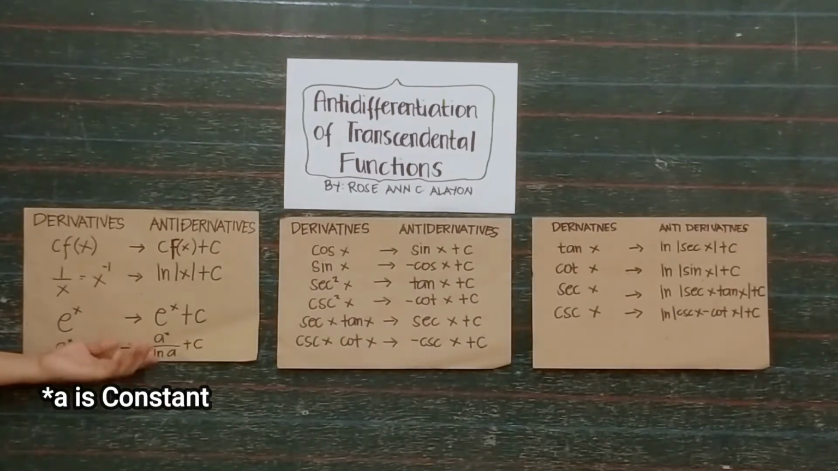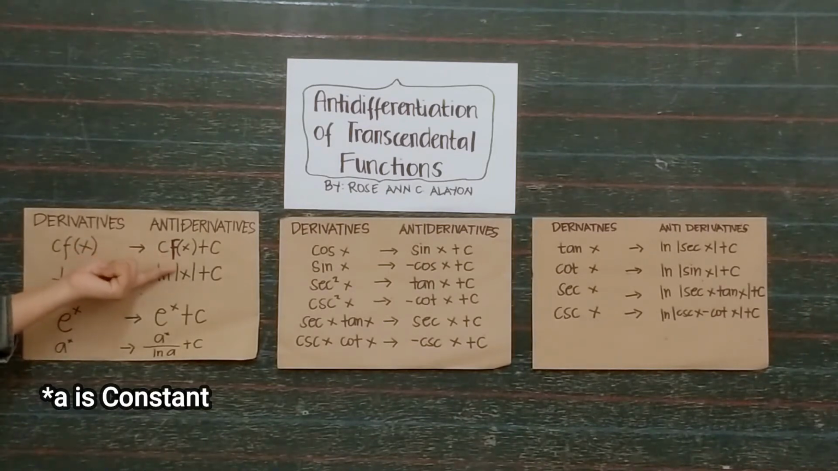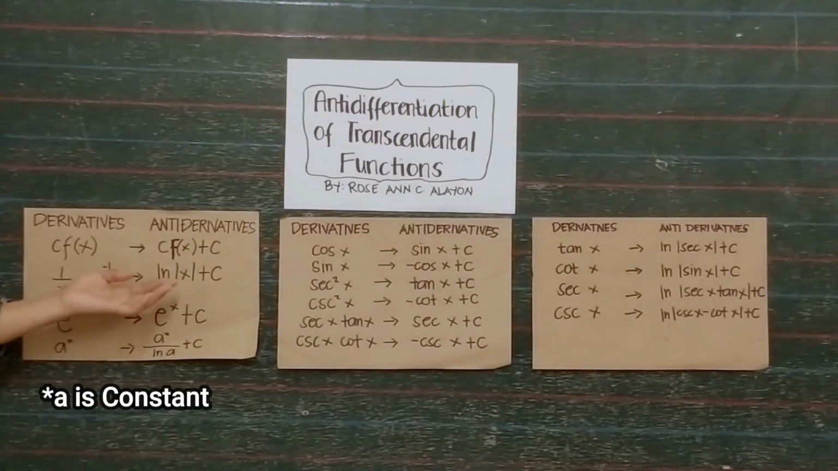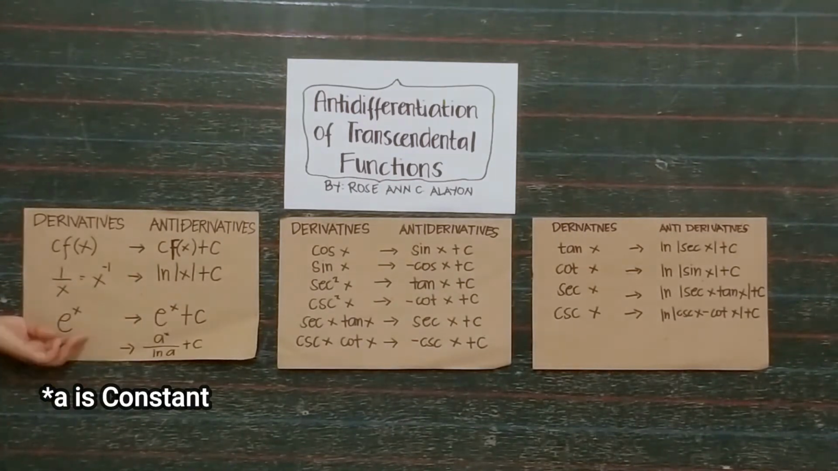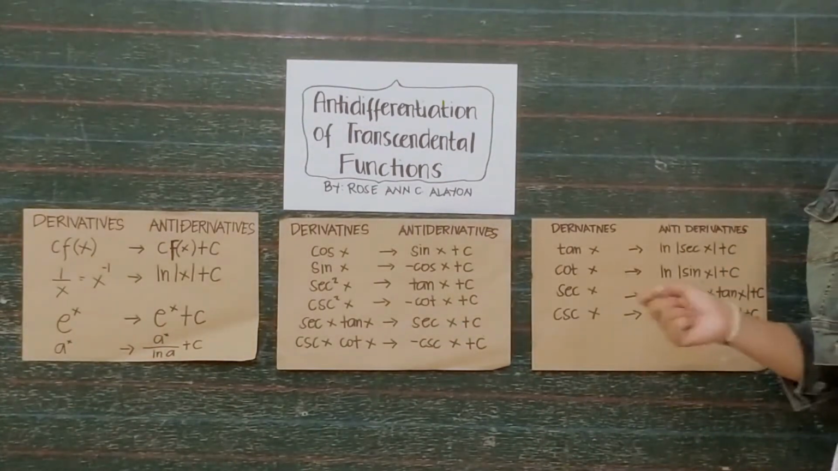Some of the rules of the antiderivatives. Some of the rules that we will apply: the antiderivative of a constant, c dx, is equal to cx plus c. You can watch the video of Mr. Lamarosa for further discussion about this topic. And here the antiderivative of 1 over x, or x to the negative 1, is equal to ln of the absolute value of x, plus c. The exponential function, the antiderivative of e to the x, is equal to e to the x plus c. And by these formulas, we will be able to identify the given functions.